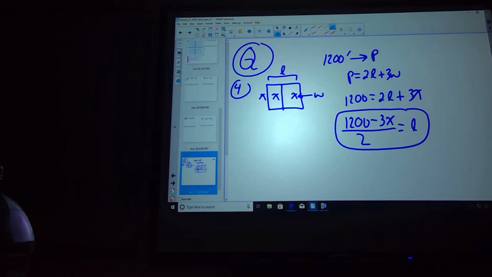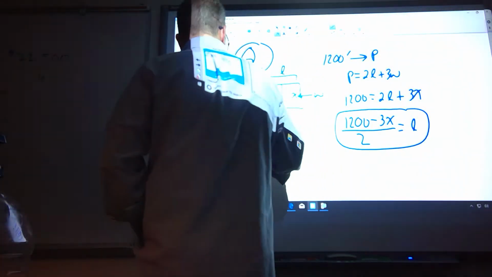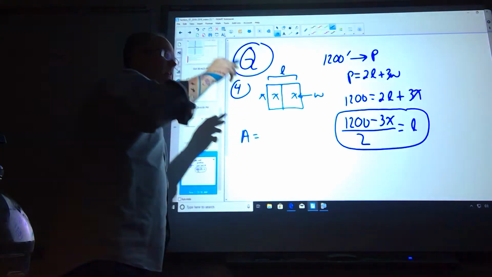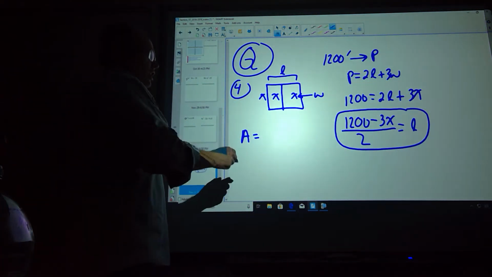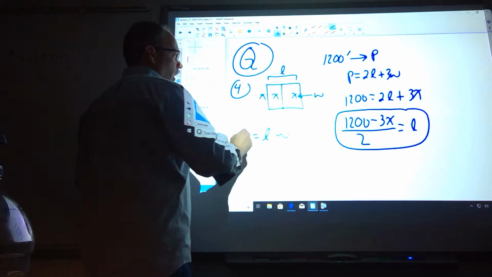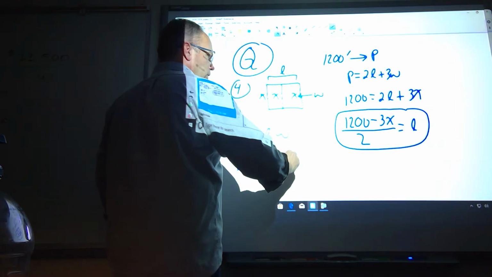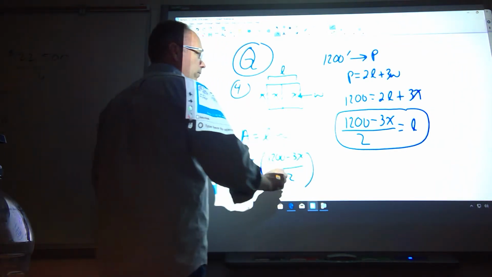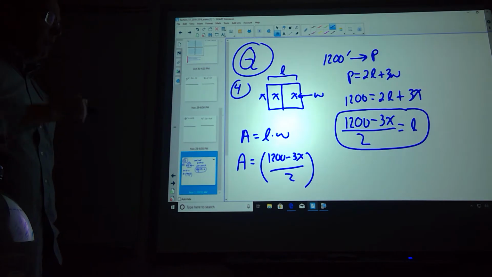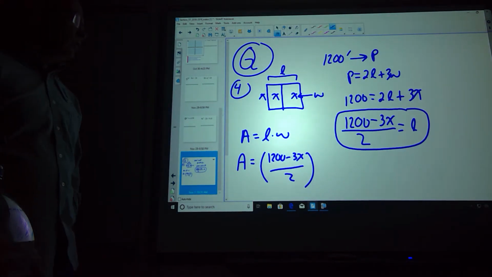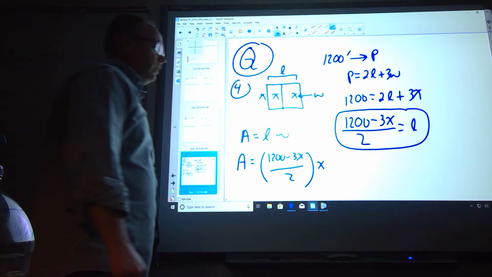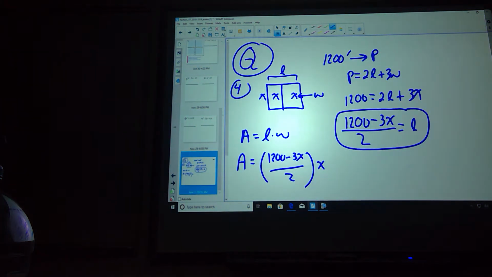All right, so in order to find the area of this shape, it doesn't matter how many x's I have, it's just length times width. Well, I know that the length is 1,200 minus 3x over 2, and the width is just x. Is that okay? Now, I could get all cutesy and distribute the x over the parentheses, but there's no reason to. Now let's go to our calculator.